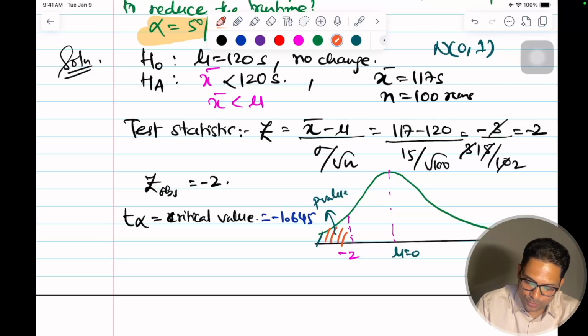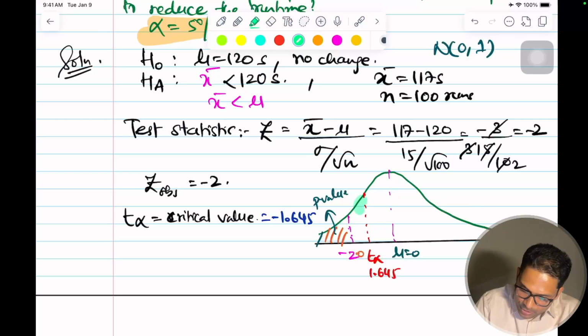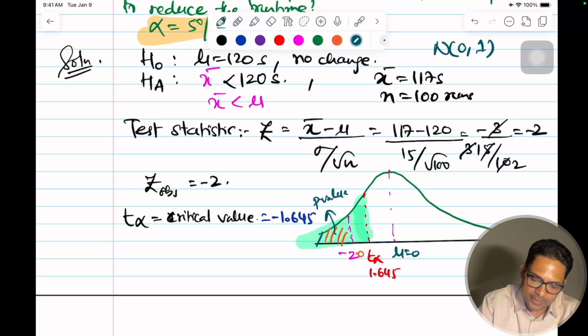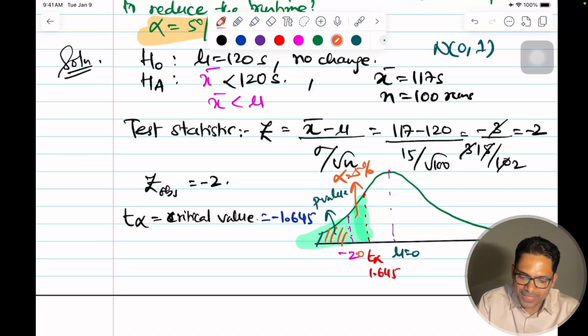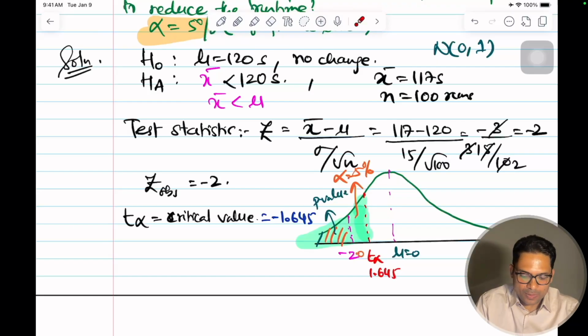And this is -2.0, whatever. The t alpha comes out to be -1.645. And my critical value is this. So my area under the curve to the left of this will be 5%. This is my significance level. But if you see, my t observed or z observed is towards the left, so the area under this curve would be definitely less than 5%.